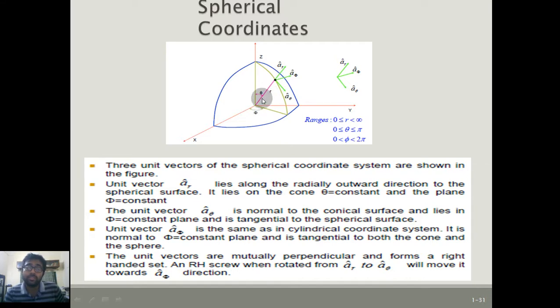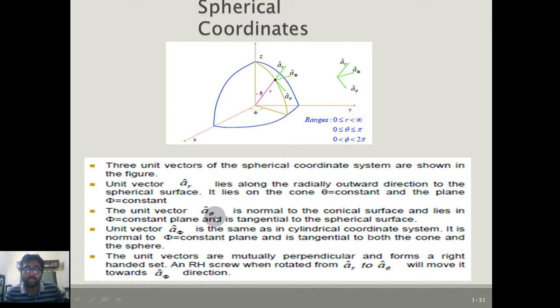Now this straight line is making an angle of theta with the z axis. That's what has been described: this vector lies along the radially outward direction to the spherical surface. It lies on the cone theta, which is constant, or it could be changing, that's for a different variable, and the plane phi is equal to constant. It basically means that when theta is constant and phi is constant, at that point a suffix r will go outward from the spherical surface.